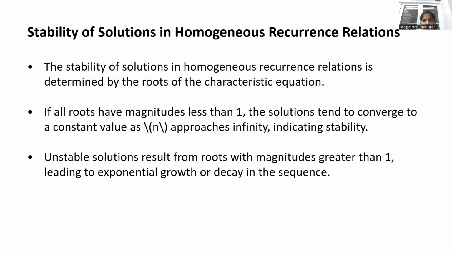Stability of solution in homogeneous recurrence relations. The stability of the solution is determined by the roots of the characteristic equation. If all roots have magnitudes less than 1, the solution tends to converge to a constant value as n approaches infinity, indicating stability. Unstable solutions result from roots with magnitudes greater than 1, leading to exponential growth or decay in the sequence.